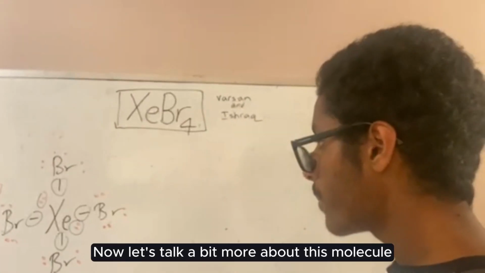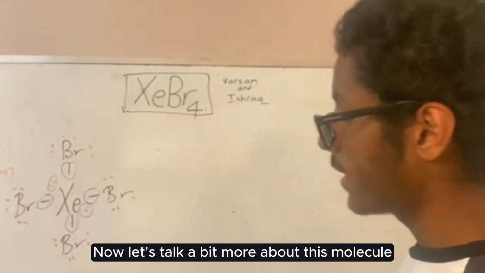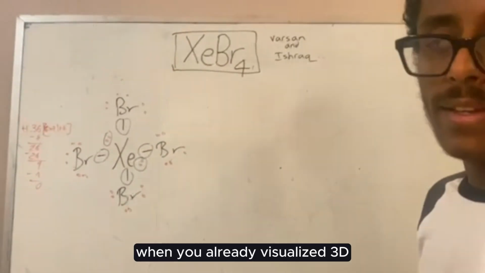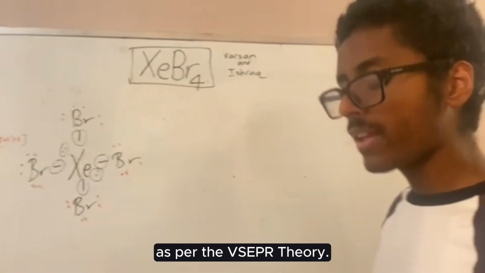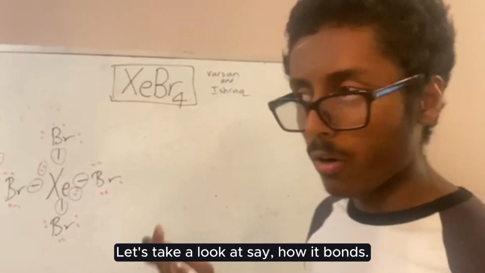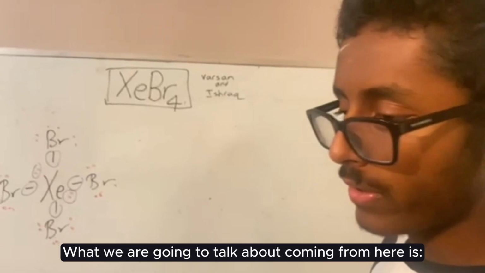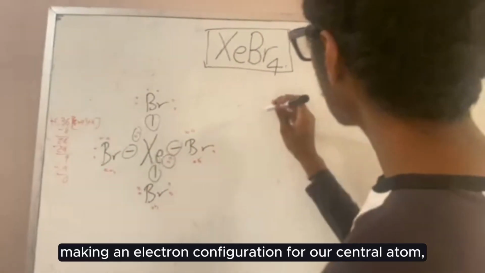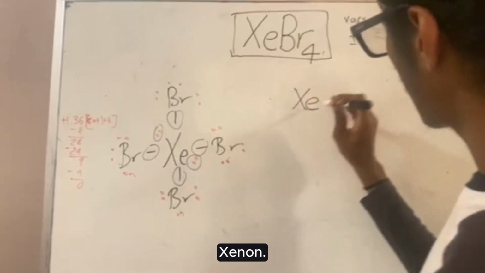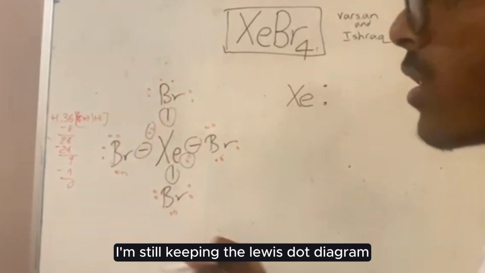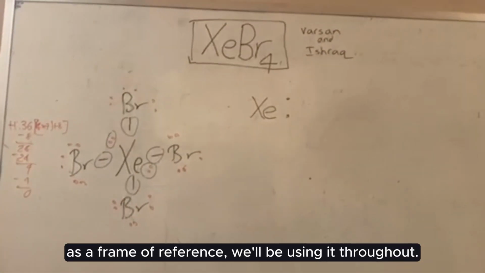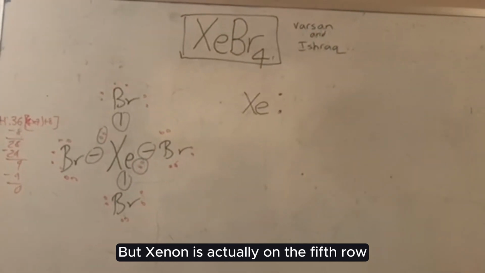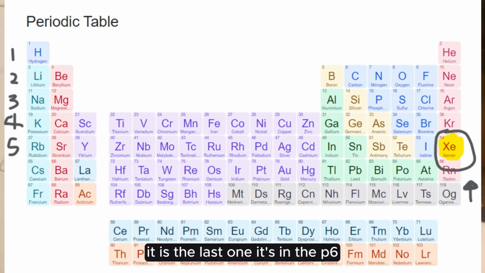But now let's talk a bit more about this molecule. When you already visualize 3D as per the valence shell electron pair repulsion theory, let's take a look at how it bonds. It starts by making an electron configuration for our central atom, xenon. I'm still keeping the Lewis dot diagram as a frame of reference. We'll be using it throughout. But xenon is actually on the 5th row. It is the last one, in the p6. It's the end of that row.